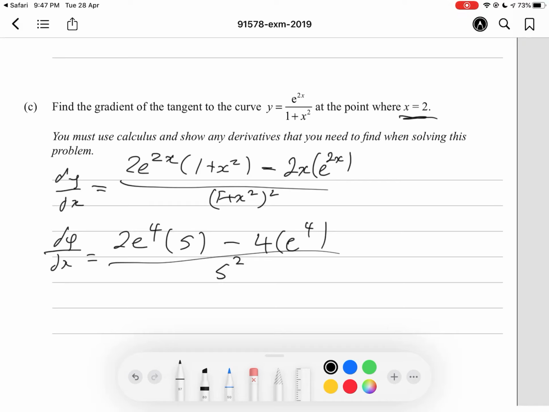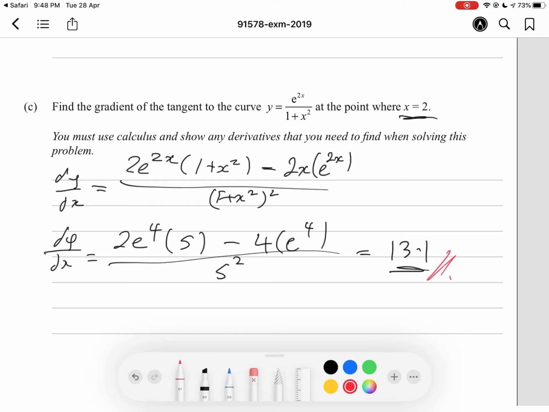So if we plug this into our calculator, just be careful with the brackets: 2e to the power of 4 times 5, minus 4e to the power of 4, all divided by 25. You should get that your answer comes out to be 13.1. That's what I got. So 13.1.